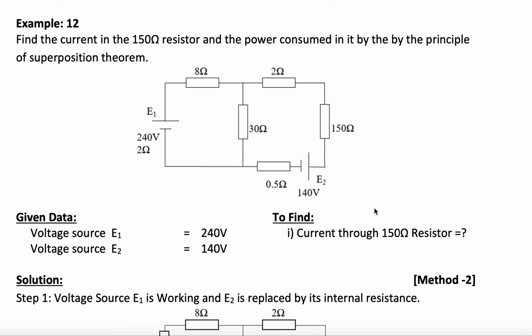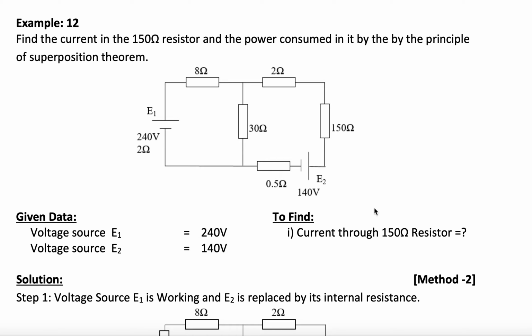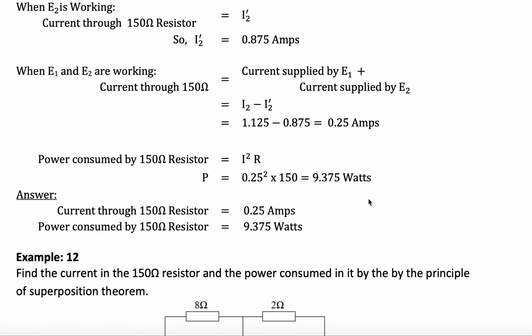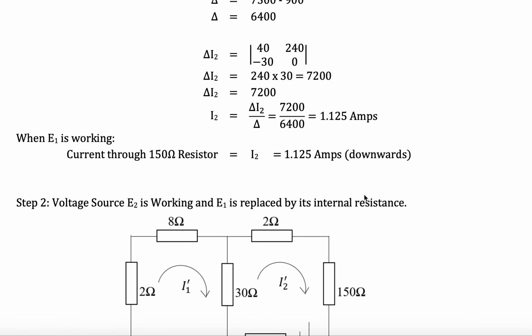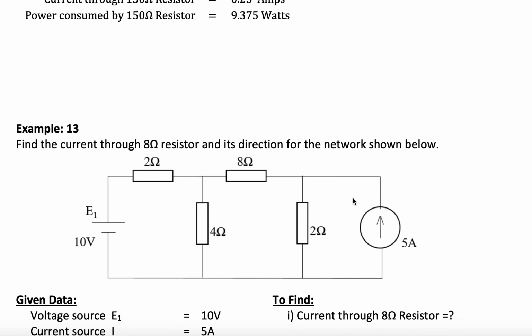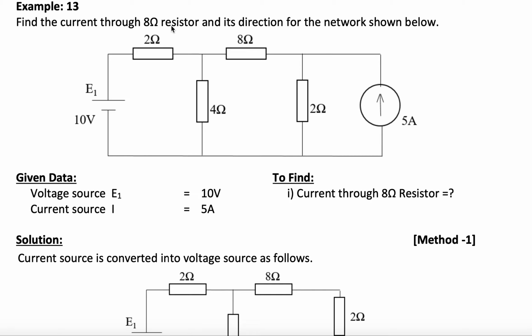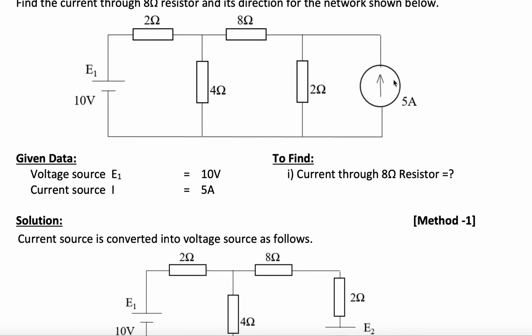Anyway, we are going to solve some exercise problems as well. A similar problem, but you go in a different way, that is the only difference. Here see, the current source is present. Let's see this problem. Find the current through the 8 ohm resistor and its direction for the network shown below. According to superposition, we need not place this current source when E1 is acting. So when E1 is acting alone, open circuit this.